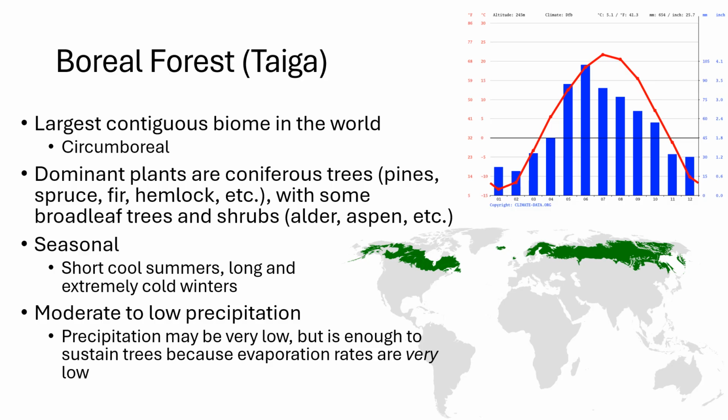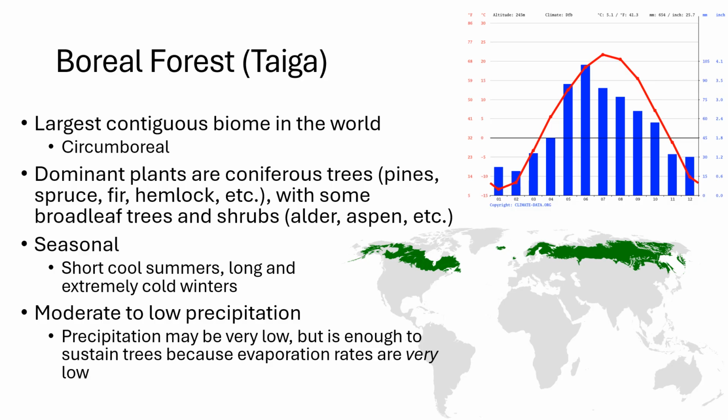But you're also going to have some other trees that are angiosperms, your broadleaf hardwood trees like alder, aspen, and birch. This is, like I said, a very seasonal biome. And when you're looking at the climatographs, you're not going to see a lot of precipitation, not as much as you would expect for a forest.